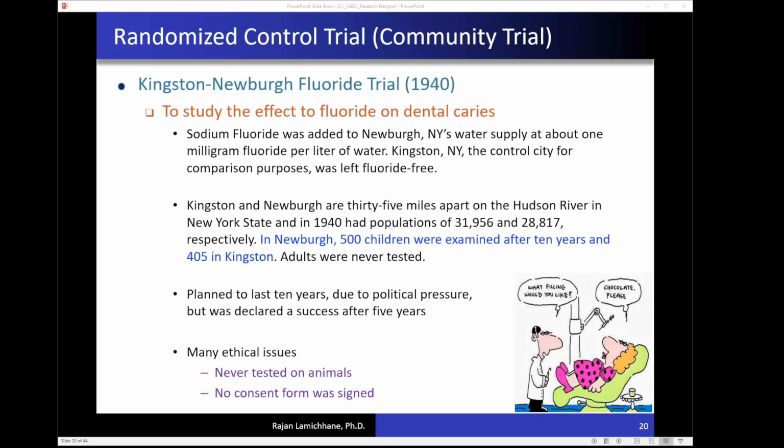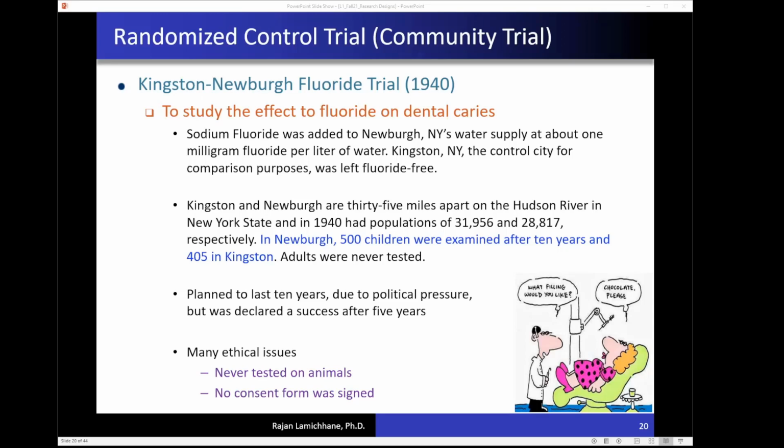And this time Kingston was considered a control city, and its water source was left fluoride free, while for the Newburgh water source, sodium fluoride was added at 1 milligram fluoride per liter of water. And as I said, there are several ethical issues in this study, and there was huge political pressure to stop the study early. That's why, even though it was planned for 10 years, it was stopped after 5 years.